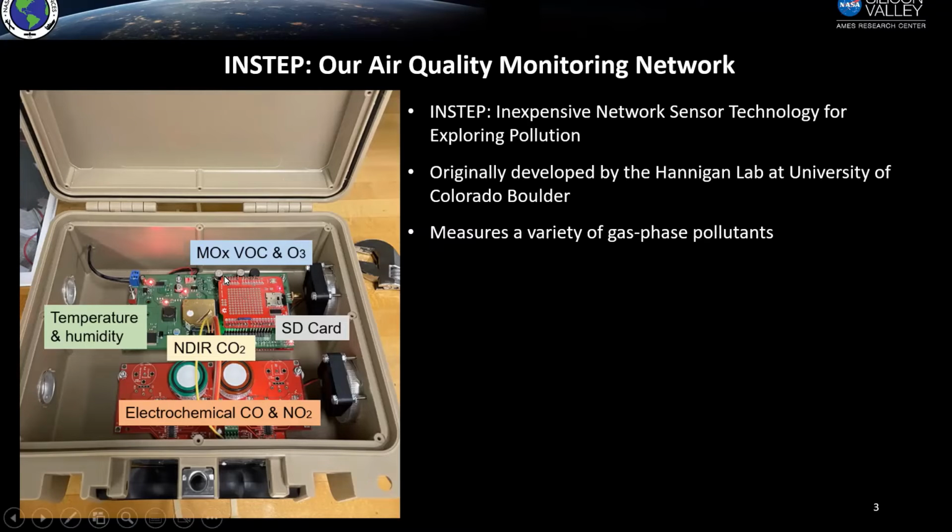So we have two different VOC sensors here. So we use these for different hydrocarbons, such as methane and formaldehyde. We have our ozone sensor here. We have a CO2 monitor, and we also have two additional sensors for carbon monoxide and NO2.